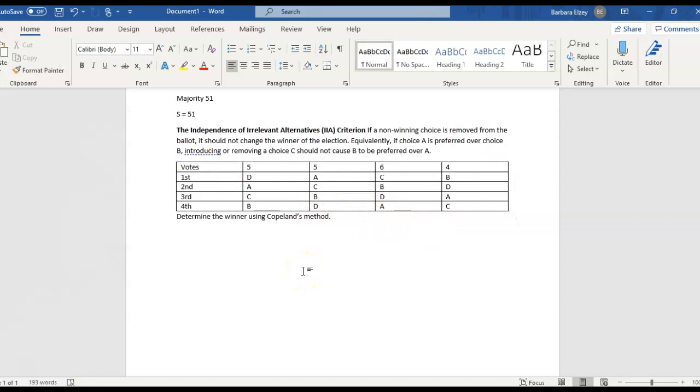determine the winner using Copeland's method, using pairwise comparisons. So we're going to compare everybody. We'll start with A versus B just to be nice and systematic. All right, so A and B. All right, so if we look at these 5, A is preferred, so A will get those 5.